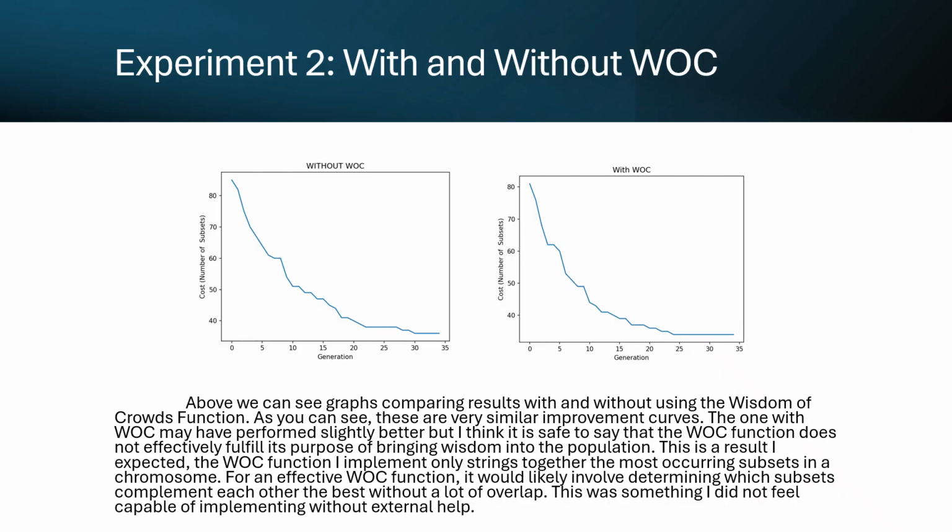The wisdom of crowds function I implemented only strings together the most occurring subsets out of the elite population into one chromosome. An effective wisdom of crowds function would likely involve determining which subsets complement each other the best without a lot of overlap, and this was something I did not feel capable of implementing without external help, so I did not do so.